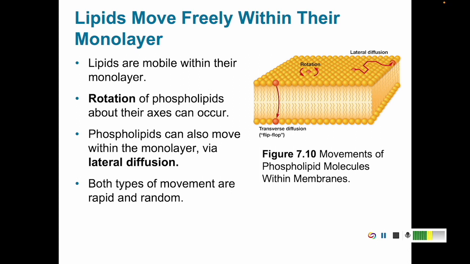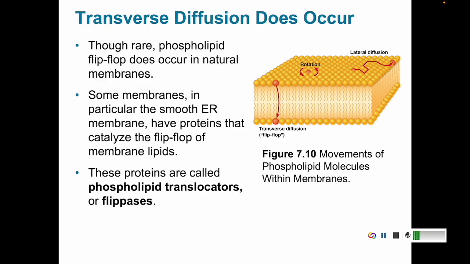Both of those types of movement are random and they're fast. So it's not going to just take its time. It's usually just moving around, spinning, moving where it needs to move. How much energy it has and how warm it is is going to determine how quickly they're moving. Phospholipid flip-flop can occur naturally. This is going to be rare, that kind of transverse diffusion, moving from here to here.